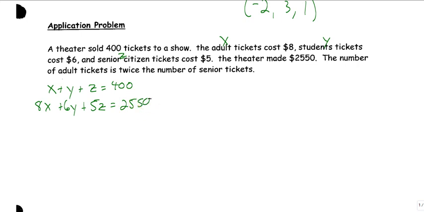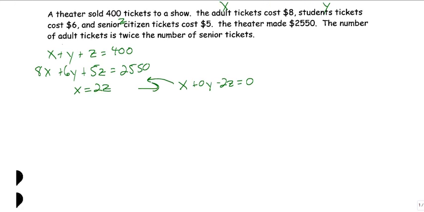However, we need a third equation. And the third one says the number of adult tickets, which is X, is twice the number of senior tickets. Now, before you can put this into a matrix, you have to set up the third equation in the correct format. So you got to move the 2Z over. So this actually turns into X plus 0Y minus 2Z. I just subtracted 2Z over, equals 0. So that's the third piece that goes under here.